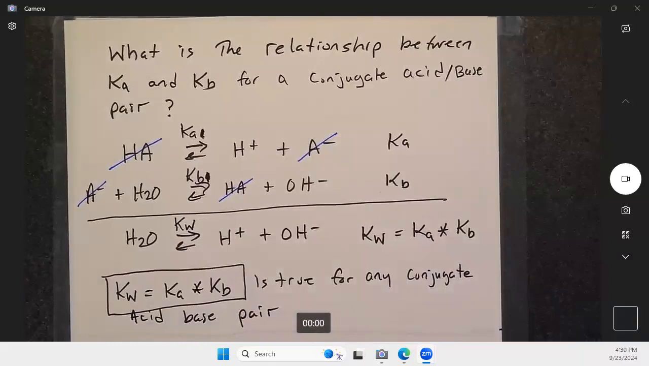So now, if you know the Ka, you know the Kw of water, you can calculate Kb. So if you go to Appendix G, look up the Ka, you can calculate the Kb for the conjugate base of that weak acid.